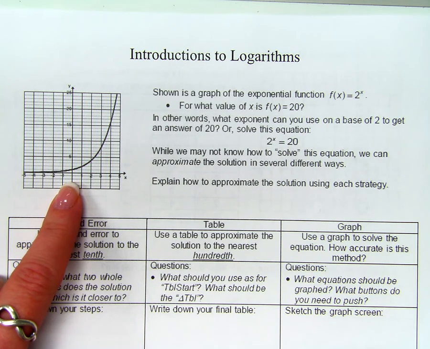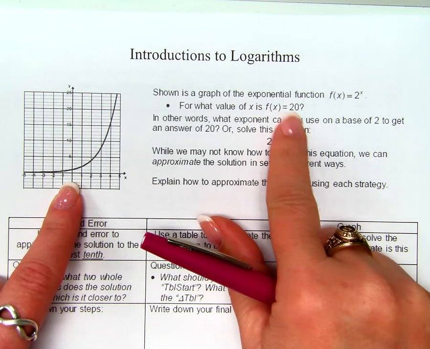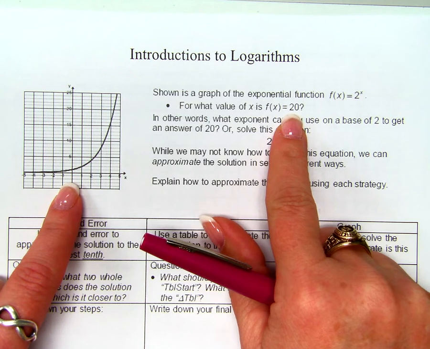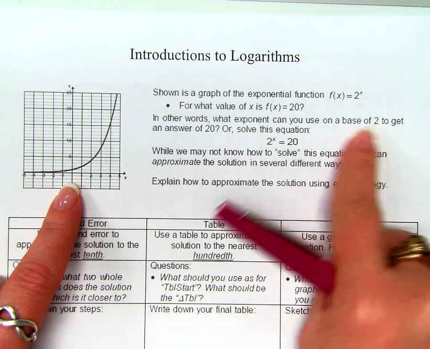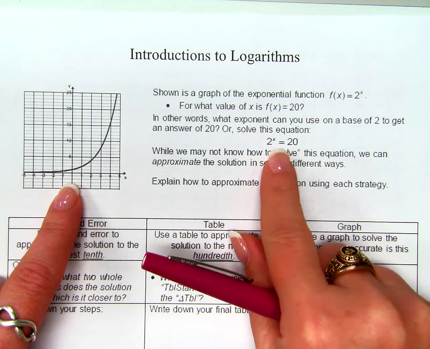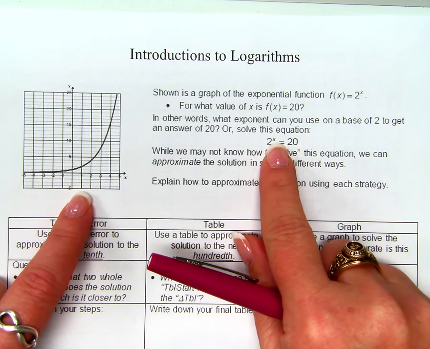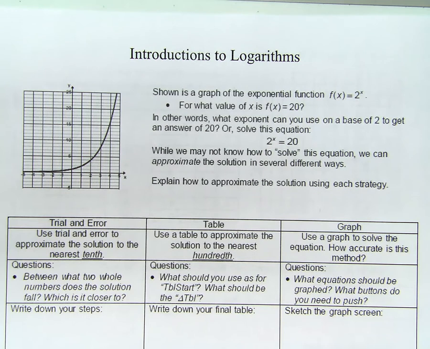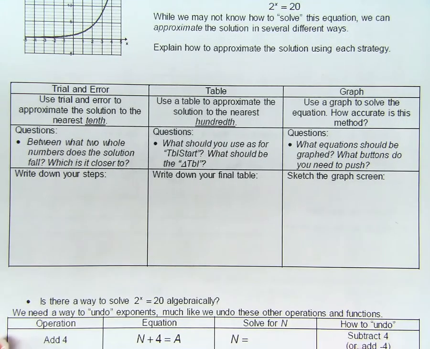What's the value of x if the function equals 20? In other words, what exponent can you use on a base of 2 to get an answer of 20? 2 to the x power equals 20. What's x? Well, we may not know how to solve this equation yet, but we can approximate it, can't we? Okay, so let's use my favorite method and guess.